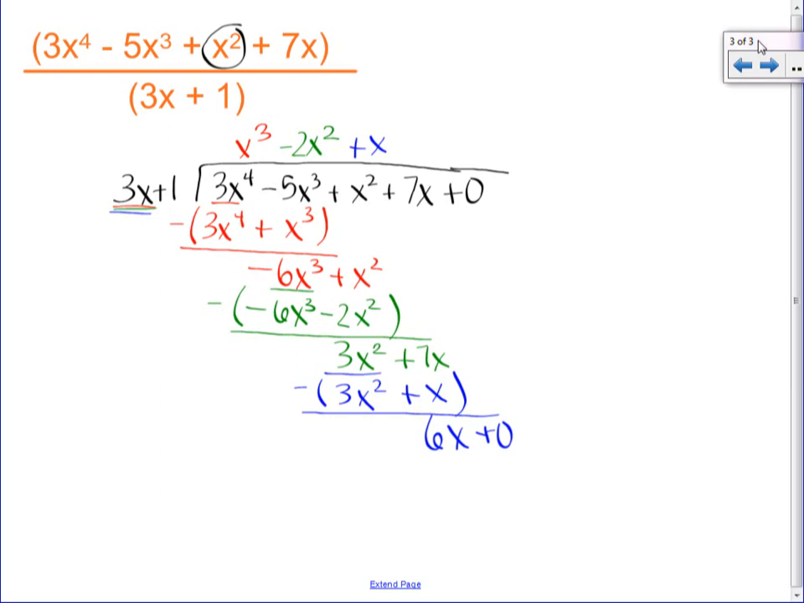And our last round of this. How do we get this to look like this? Times by 2. So we put our 2 here. We take that 2 times these two out front, 6x plus 2. What's our remainder? Negative 2. Or put remainder negative 2 is fine too. Questions?